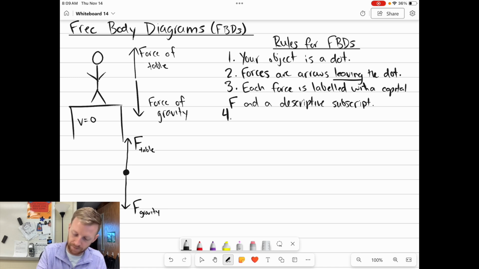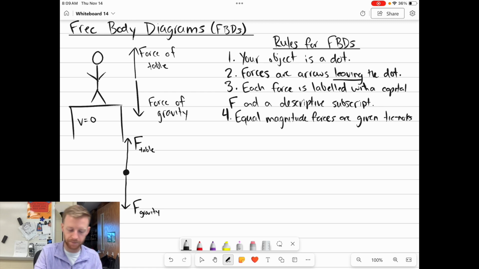The last thing here is equal magnitude forces are given what are called tick marks. Tick marks. That just means, so my object here, more specifically, is not accelerating. This is the important part here, which means all of my forces have to cancel each other out. And we'll talk about why when we dig into Newton's second law.